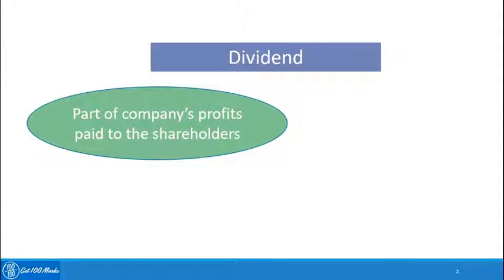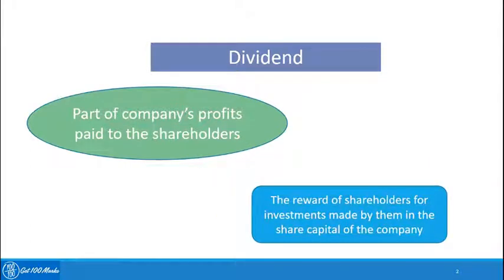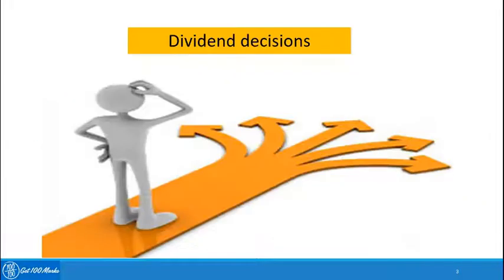Dividend is a part of the company's profits paid to the shareholders. Please understand that dividend is always paid out of the profits of the company. If the company does not make profits, it's not essential that dividends are paid. So by virtue of this, we can say that it's a reward to shareholders for the investments they have made in the company, and it's the return that they get on their investments in the company. So that's about the dividends.